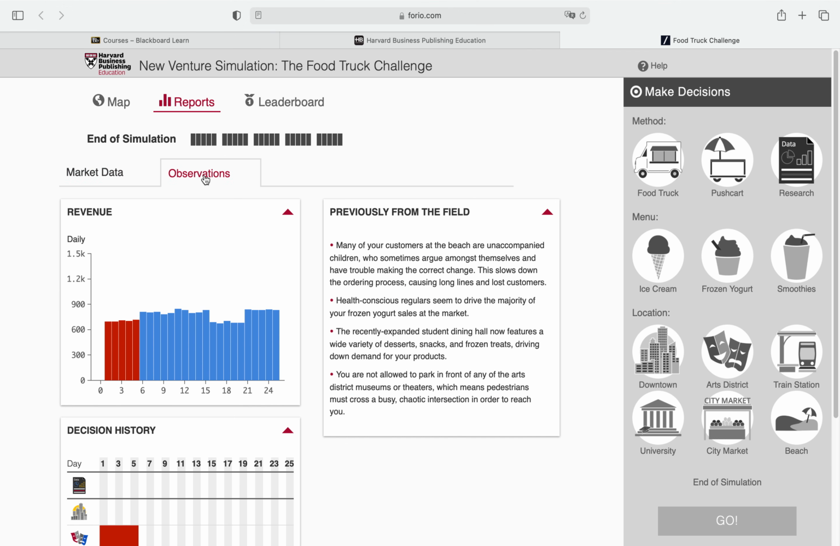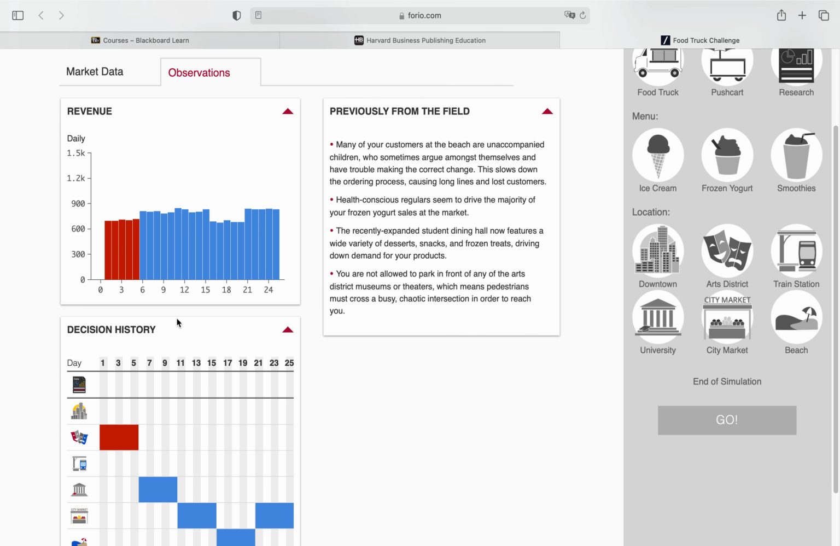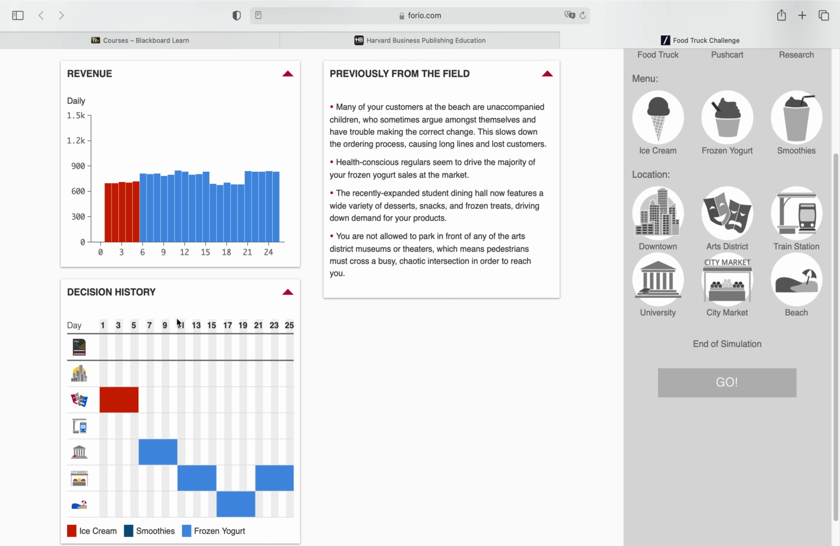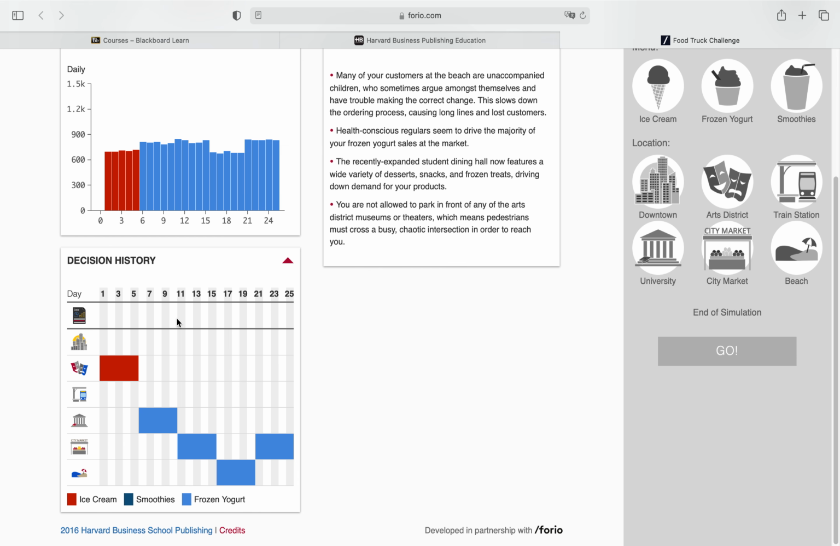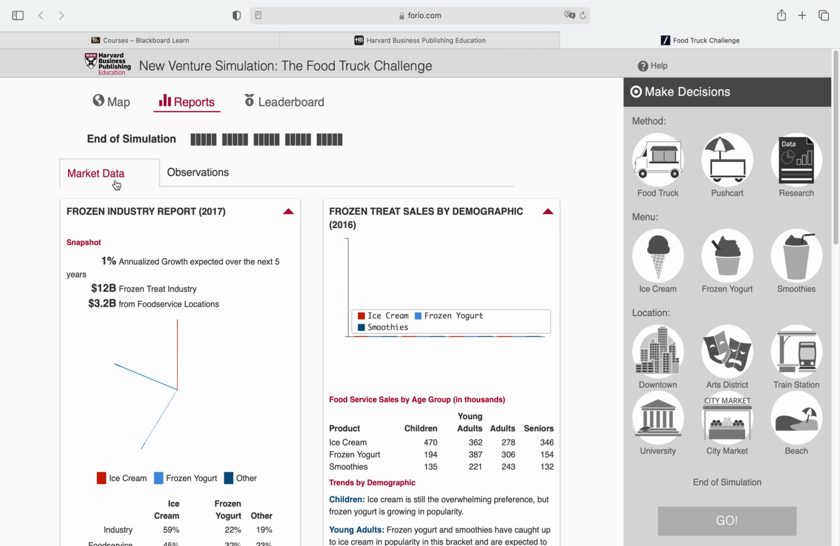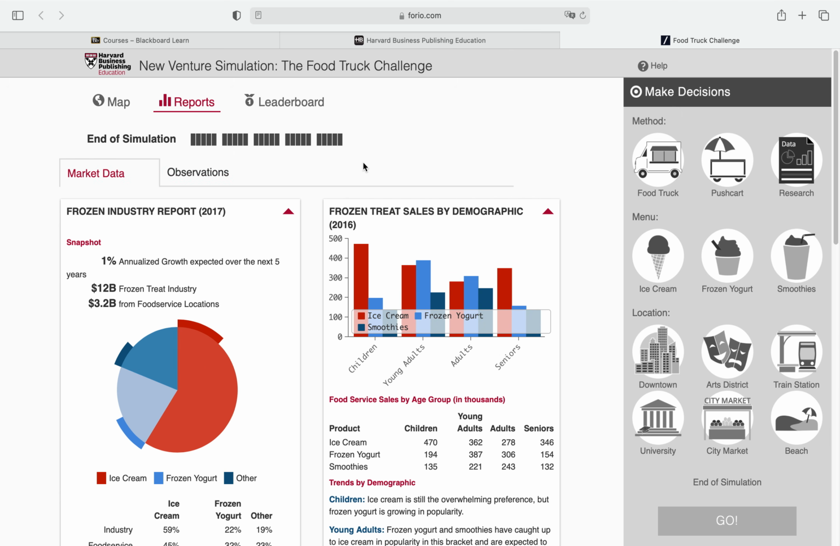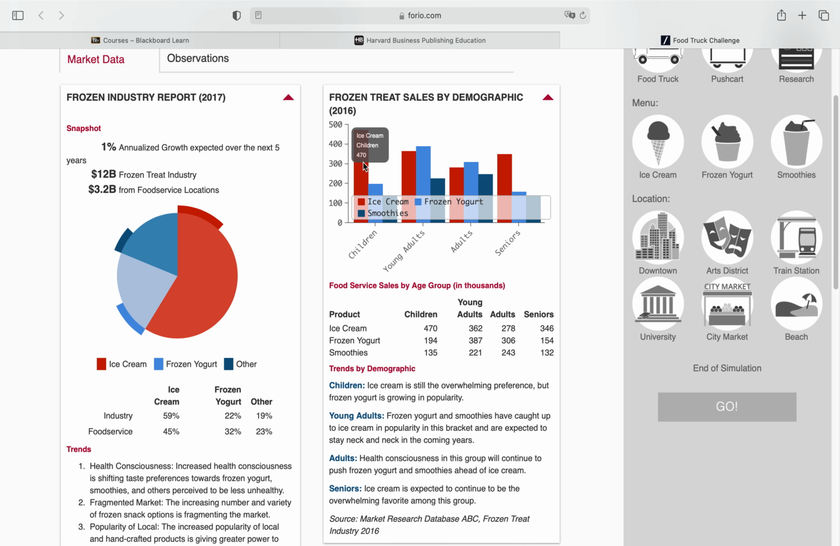As you can see, based on my practice, I did fairly well with the strategy I chose. Obviously, different people will do a different strategy, and the overall goal is to try to achieve the best overall profit. And we will go back to the market data because, like I said, this provides an extensive amount of useful information, so you can determine what you want to do to run your food truck operation.